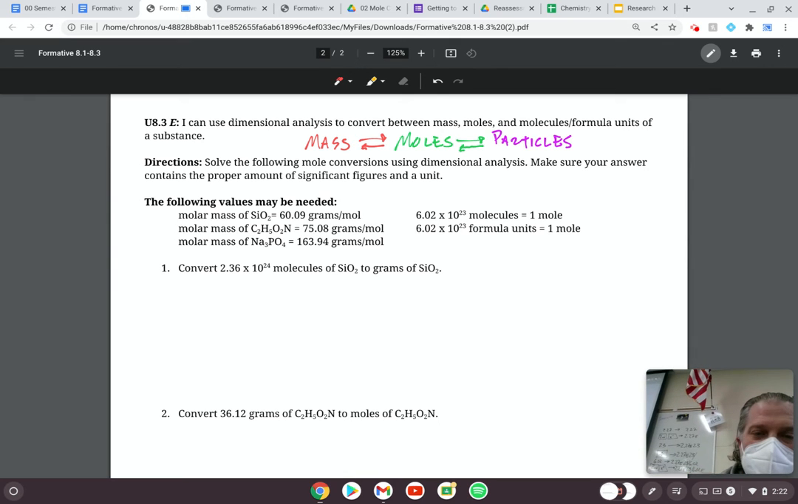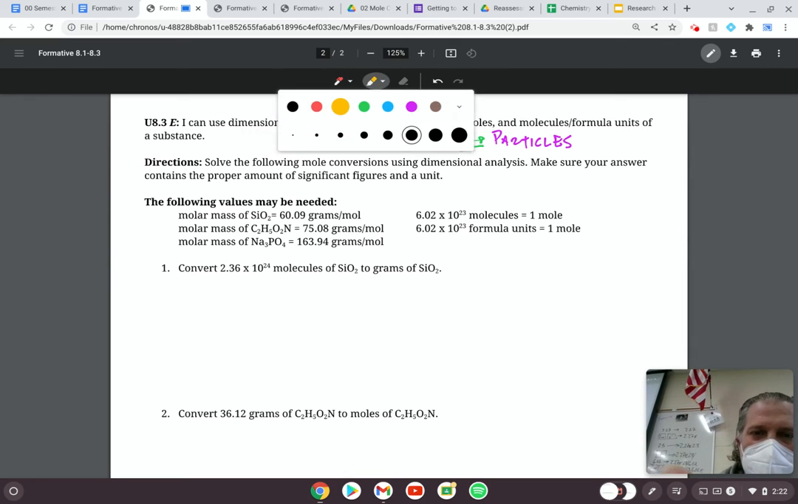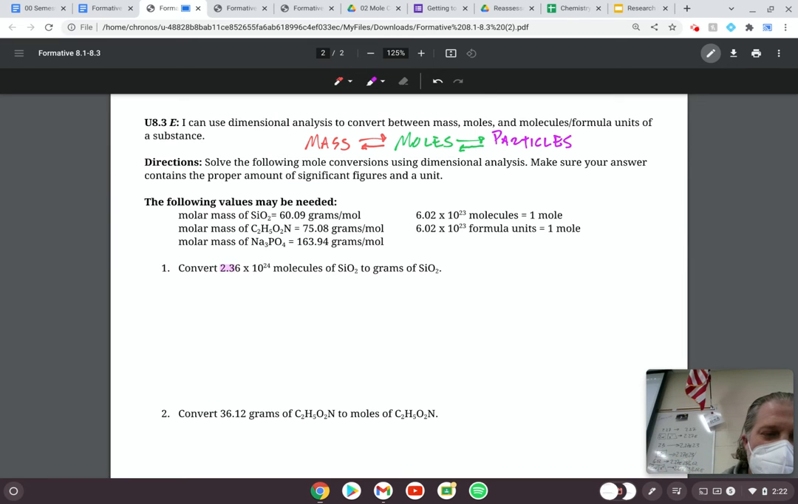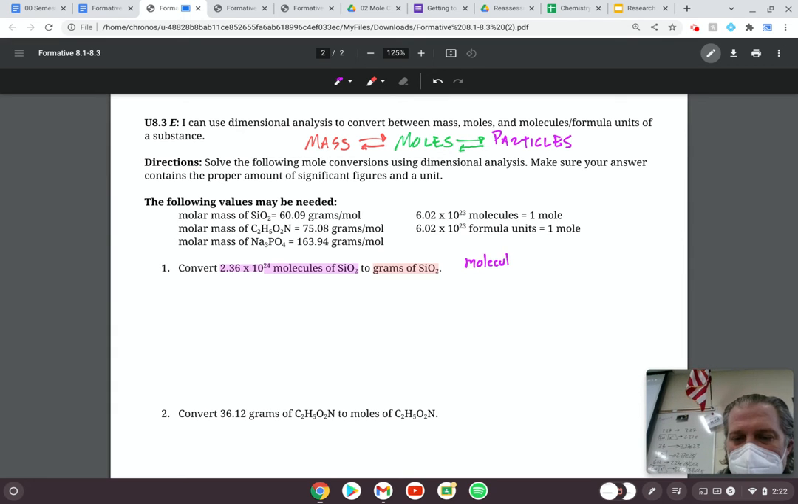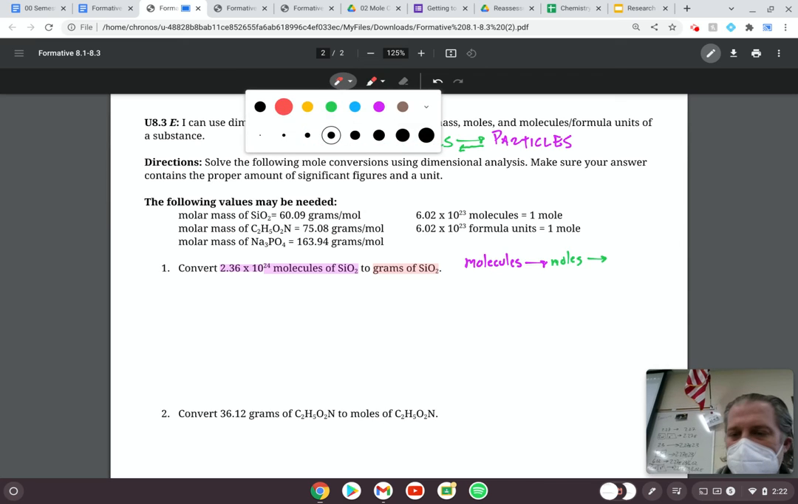So in the first problem, we are converting 2.36 times 10 to the 24 molecules of SiO2, and we are going to convert it to grams or mass of SiO2. So in this problem, we are going to go from molecules to moles to mass.